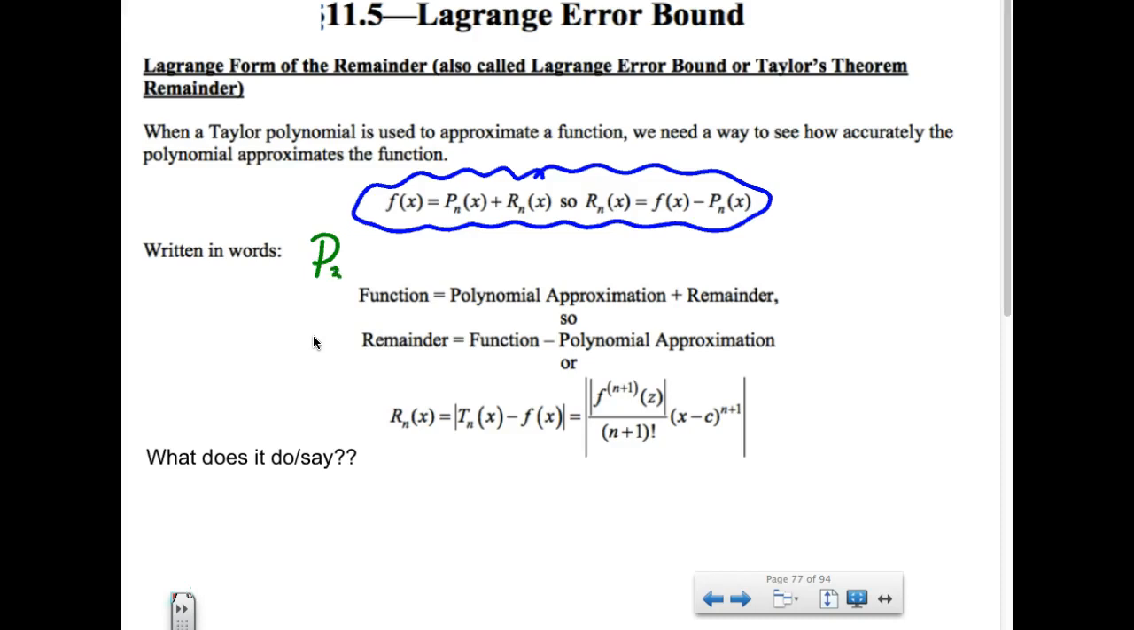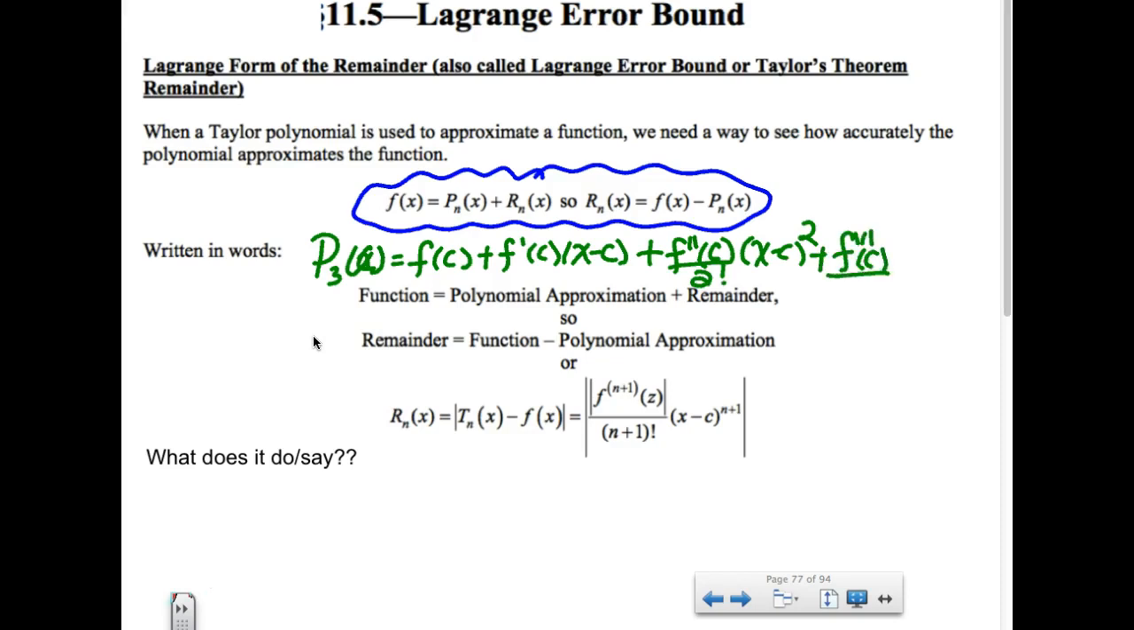So if we had this third degree Taylor polynomial at some center, it would be f of c plus f prime of c times x minus c over 1 factorial plus f double prime of c times x minus c squared over 2 factorial plus f triple prime of c over 3 factorial times x minus c cubed. And I didn't put plus dot dot dot because this is a finite third degree polynomial that I'm using to approximate a given function. And sometimes we know what the function is, sometimes we don't.